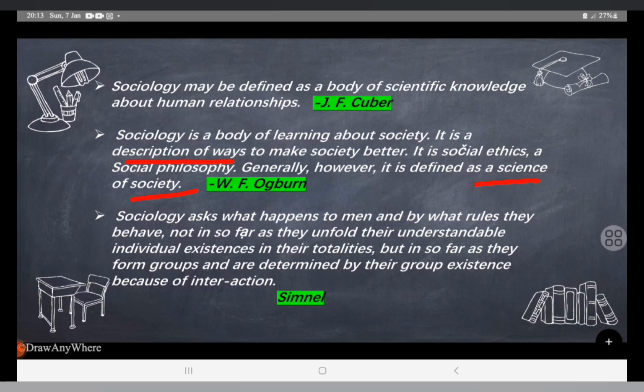A very long definition given by Simmel is here. Sociology asks what happens to men and by what rules they behave, not insofar as they unfold their understandable individual existence in their totalities, but insofar as they form groups and are determined by their group existence because of interaction.